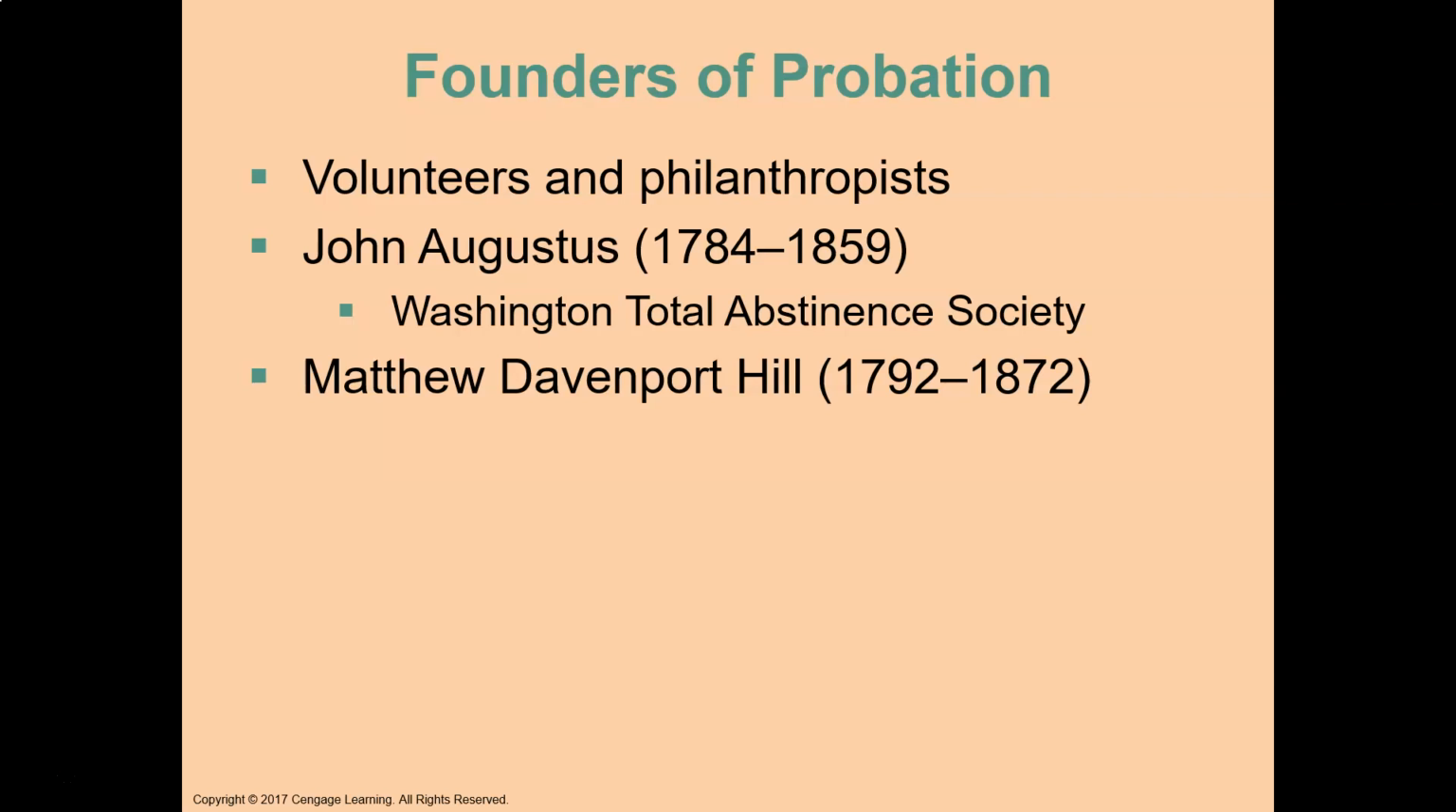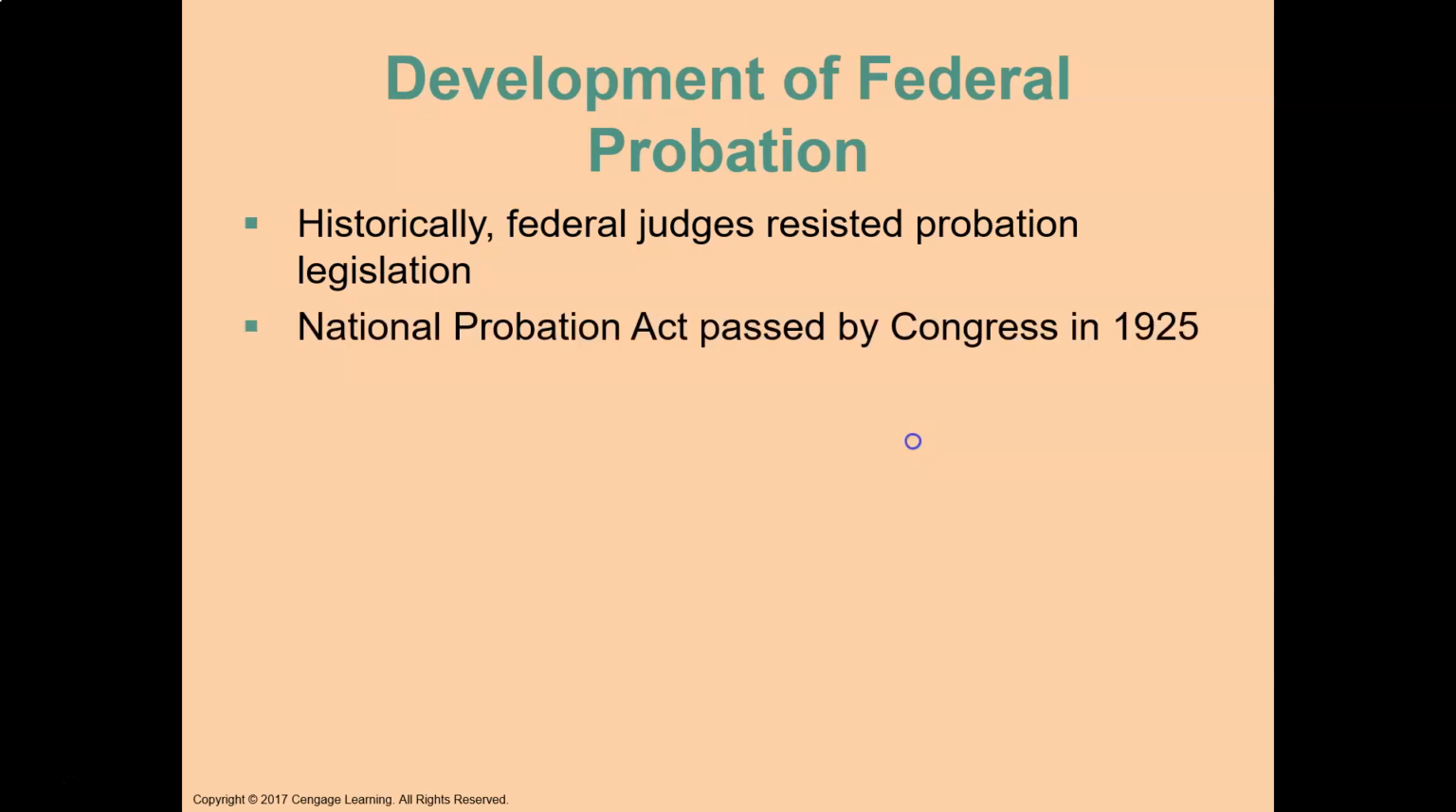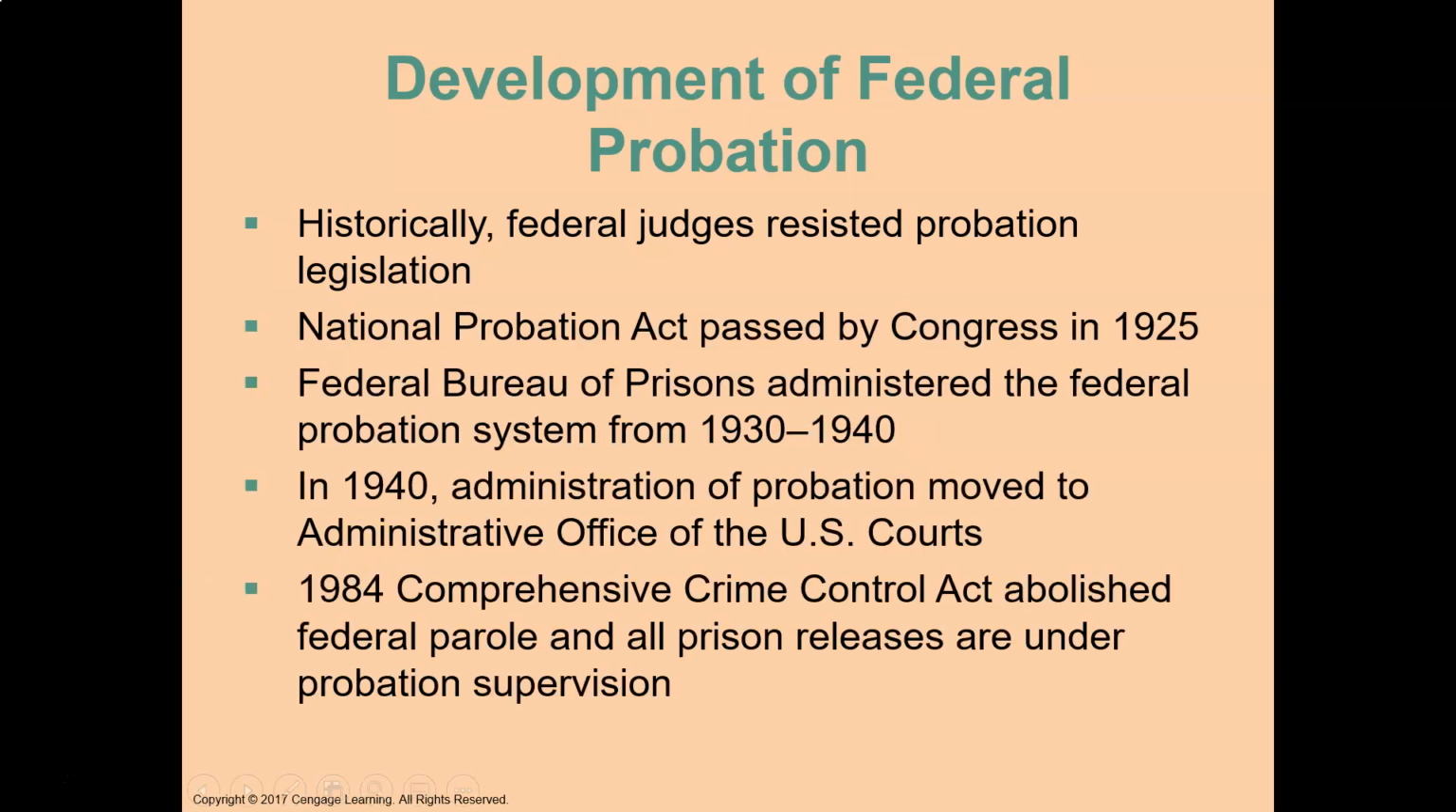Now, obviously, that's not what I was doing 5 years ago. It turned into a career. It turned into a profession where people actually got paid to do it, and then people were allowed to live in their own homes. But ultimately, John Augustus is considered the father of probation. And that's ultimately how it all started. Matthew Davenport Hill basically did the same type of thing, but his claim to fame was starting probation in England. So similar, but he actually did his work in England.